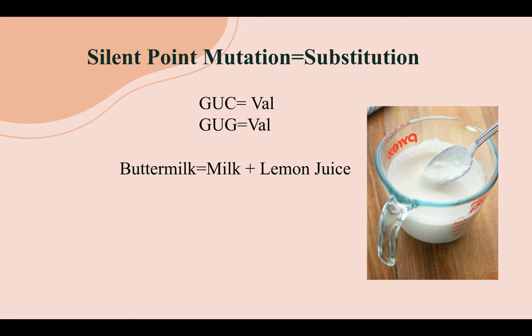A silent point mutation is sort of like a substitution in a recipe, since GGAUGC and GGAUGG both code for valine, and buttermilk is the equivalent to milk and lemon juice in a recipe.